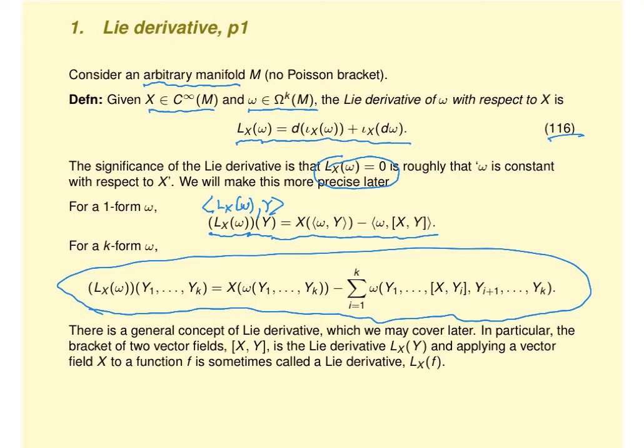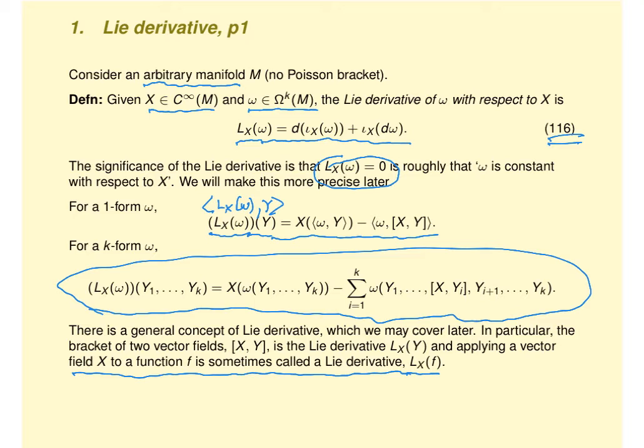so about Lie derivatives in general, these are differential forms, and of course we've mentioned that the ordinary process of applying a vector field to a function is sometimes called a Lie derivative. It's a very special case, but of course a function is a 0 form, so it is actually a special case of 116 up there.